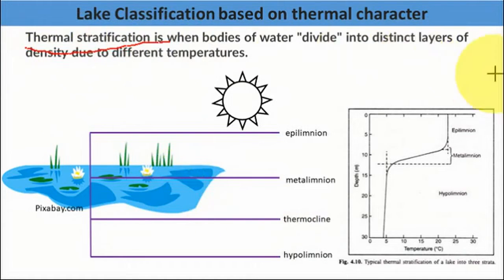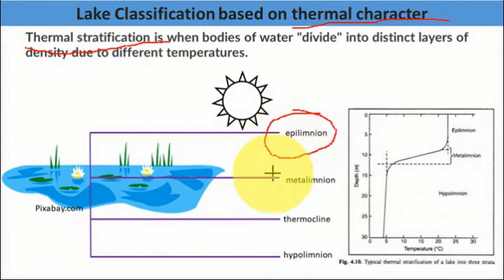Thermal classification of a lake can be said when the lake water body is divided into distinct layers of density due to different temperature. So this is what the classification of lake based on thermal character. Here you can see we have classified the lake water into four very distinct zones.